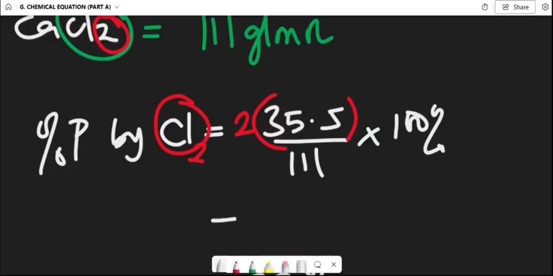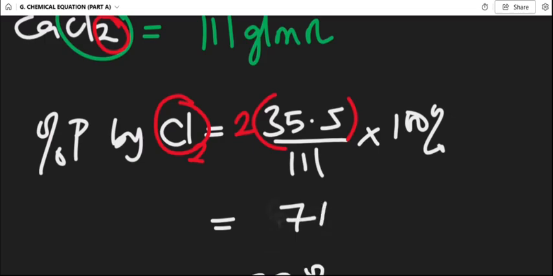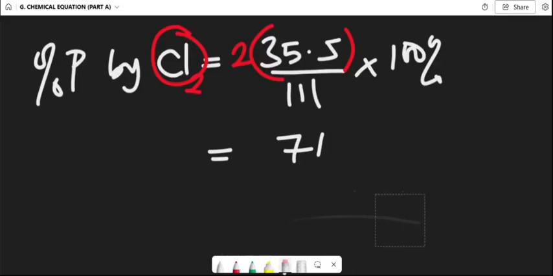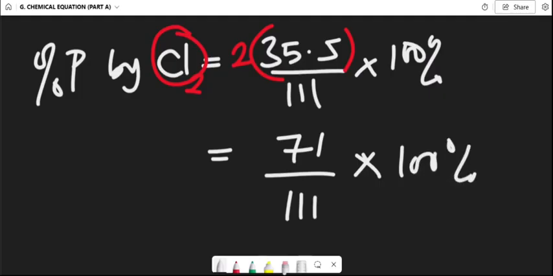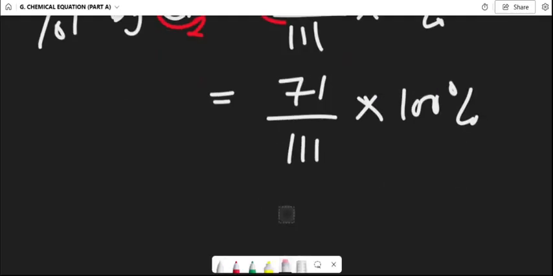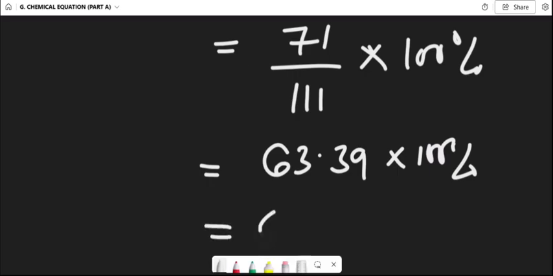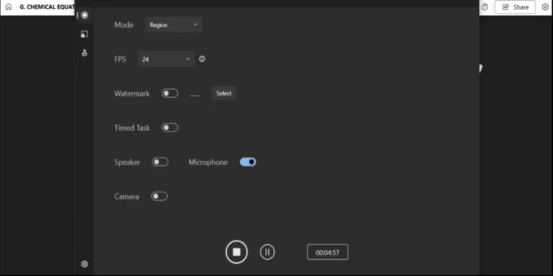So 2 times 35.5 gives you 71. So 71 divided by 111, then multiply by 100%. In that case, 71 divided by 111 returns 0.6396. Then when we multiply that by 100, we have approximately 64%.